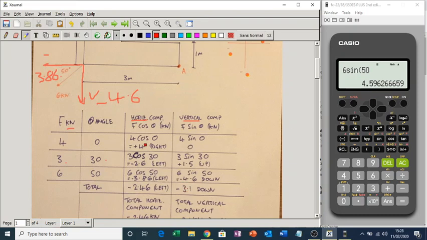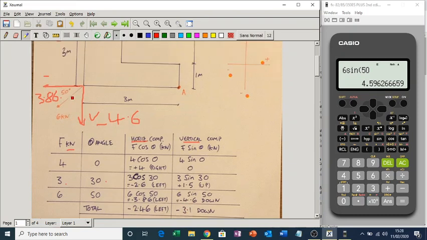So there's that. So that 6 kilonewtons has got a horizontal component of 3.86 and a vertical component of 4.6. If I was to pull something downward at 4.6 kilonewtons and to the left at 3.86 kilonewtons, the resultant force would be 6 kilonewtons coming this way at 50 degrees.